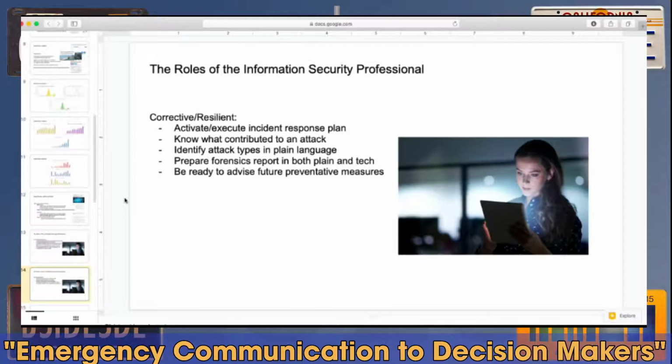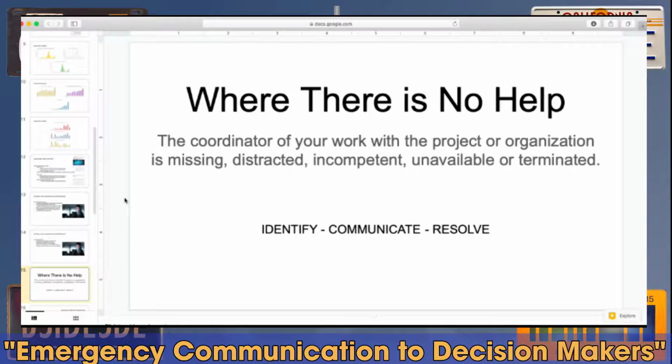And now, a little bit that might seem pretty obvious to people who've worked in any sort of corporate or creative environment, but where there is no help. We're going to go through a lot of the roles that you may communicate with when the person that you generally communicate with, who's often a project manager of some kind, is missing, distracted, incompetent, lost in a war zone, unavailable, been fired, etc.